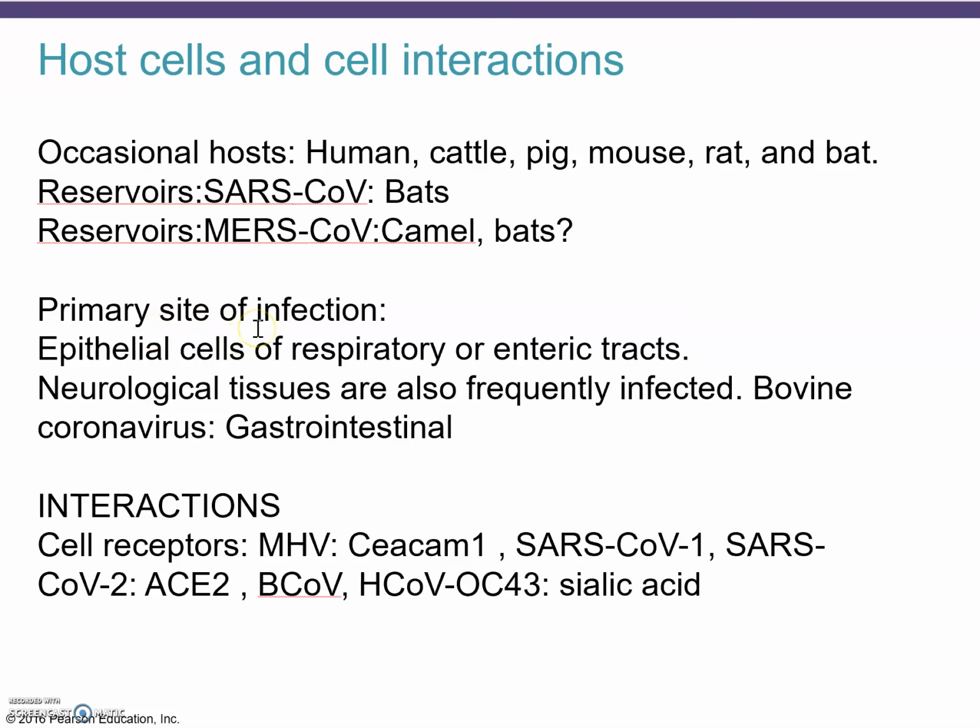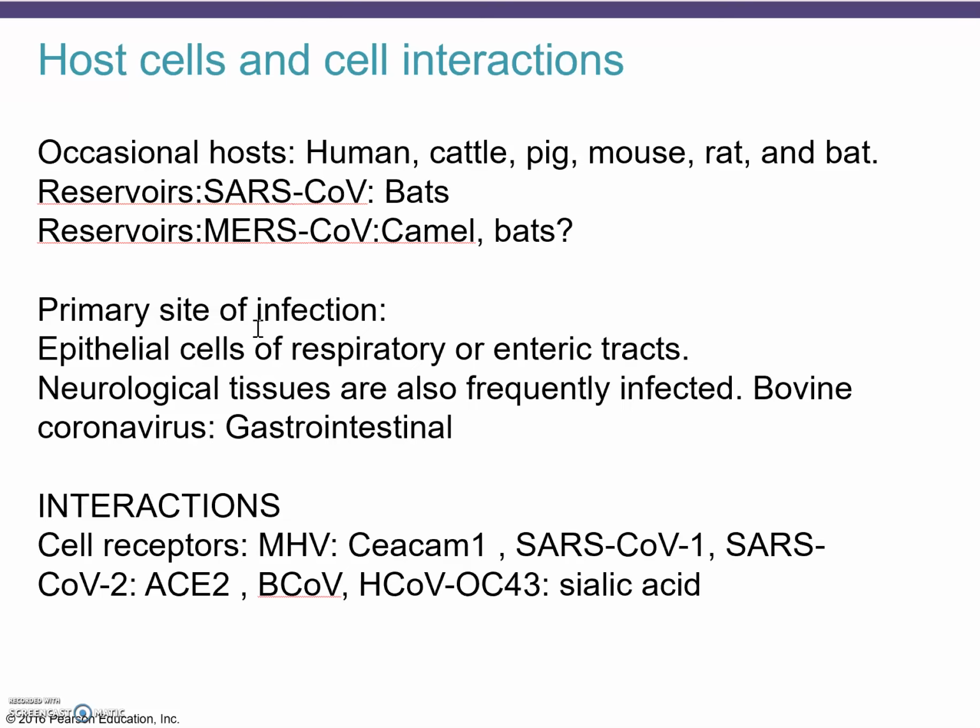Sort of a little bit here on the ecology of the virus. Humans are actually just an occasional host for this particular beta coronavirus. It's pretty common in pigs, mouse, rat, and bat. The reservoirs for the SARS coronavirus are bats, and for MERS, the Middle Eastern respiratory syndrome coronavirus, it is camels and bats.